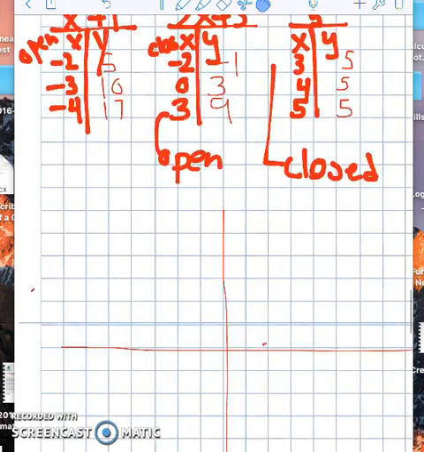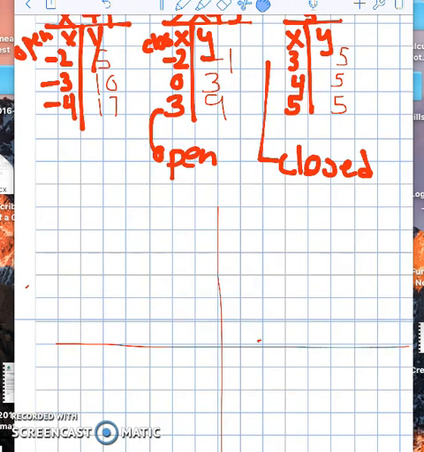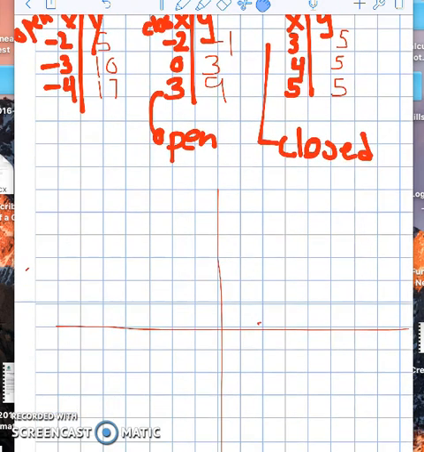So our parabola, negative 2, 5, and we said that was open. So 1, 2, 1, 2, 3, 4, 5. We have an open circle. Negative 3 and 10. And again, this one, it's going this way. So we have our parabola.